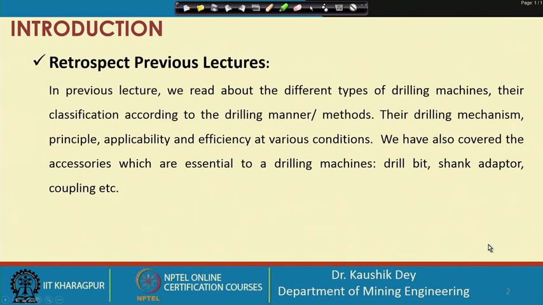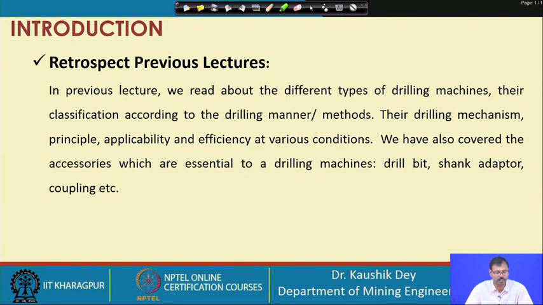In the last few classes, we have read about the different types of drilling machines, their classification according to the drilling pattern and manner. Their drilling mechanism, principle, applicability and efficiency at various conditions were also discussed. We have also covered the accessories which are essential to a drilling machine, like drill bit, shank adapter, coupling.